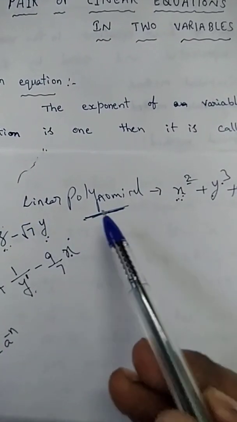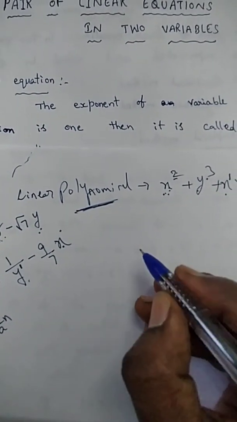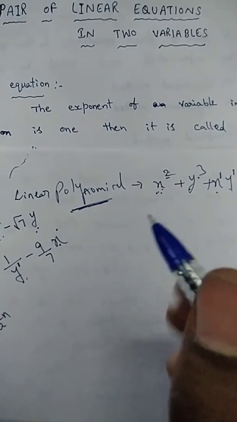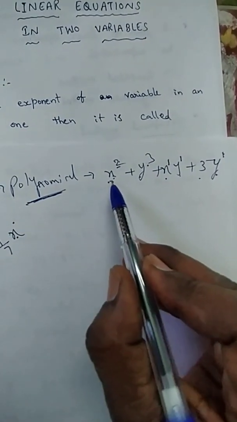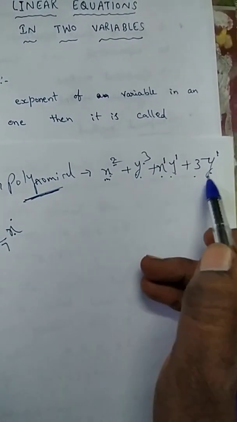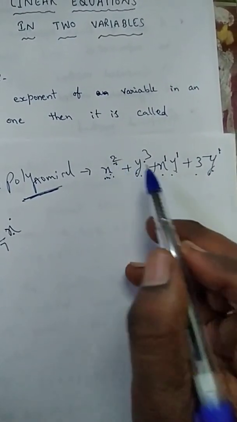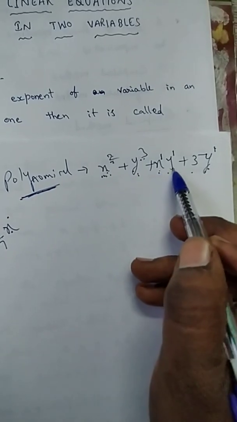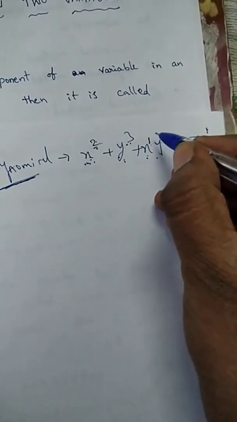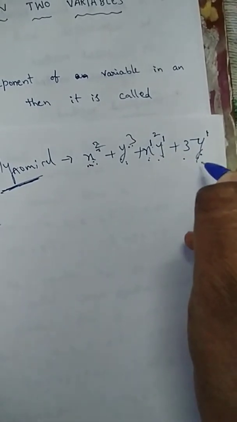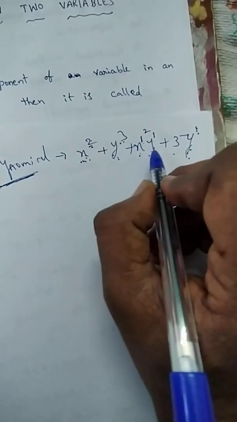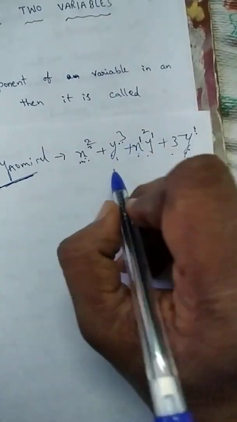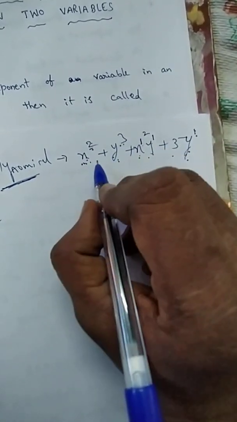Then coming to the linear polynomial, the polynomials are of some types. One of them is called a linear polynomial. We'll discuss that. The degree of the variable is to be 1. What is the meaning of the degree? Here there is the first term, the second term, the third term, and the fourth term. The first term exponent is 2, the second term exponent is 3, the third term exponent is 1 plus 1, so we add both exponents, it is 2. The fourth term exponent is 1. Which is the highest exponent among the terms in that expression? That is called the degree of the polynomial. Which is the highest exponent here?